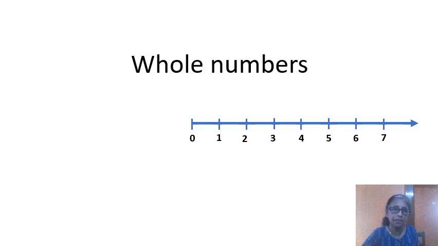Next set of numbers is whole numbers, and you can see it on the number line. It starts from 0 and goes up to infinity. And here you have an arrow on the right side showing that it can be extended up to infinity, whereas at the 0 there is no arrow. That shows that there are no numbers below 0. On the left you have no numbers here.